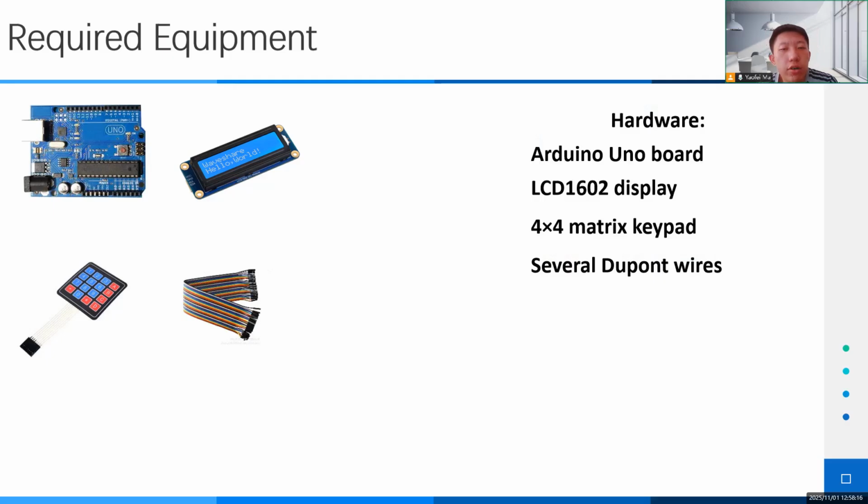An LCD 1602 display. It will show the key we press. Several jumper wires. They help connect all the parts together. On the screen, you can see pictures of these tools. The LCD 1602 has pins like VCC, GND, SCL, and SDA. We will use these pins later to connect to the Arduino.